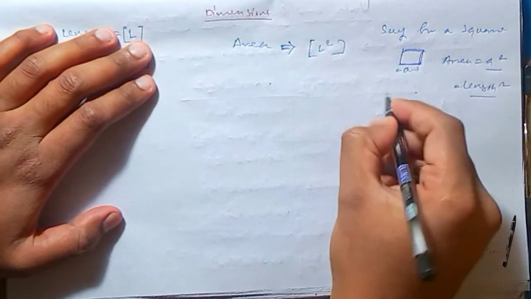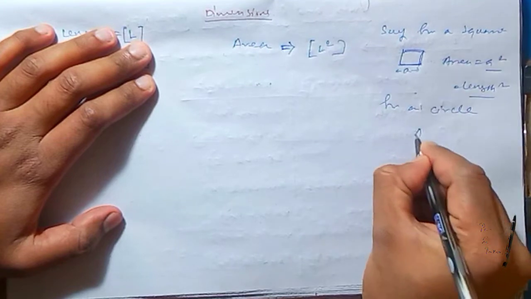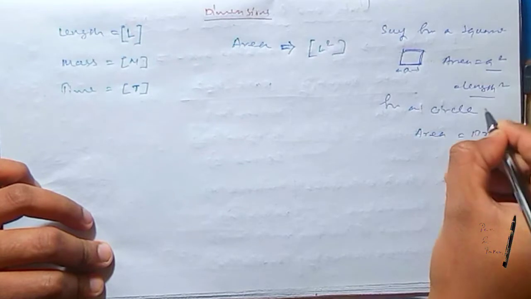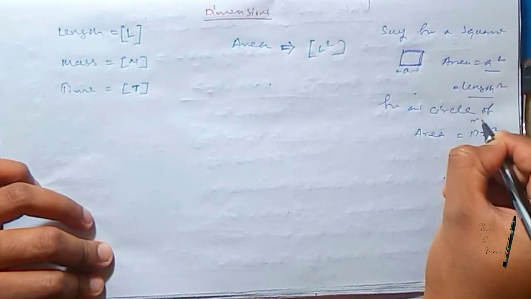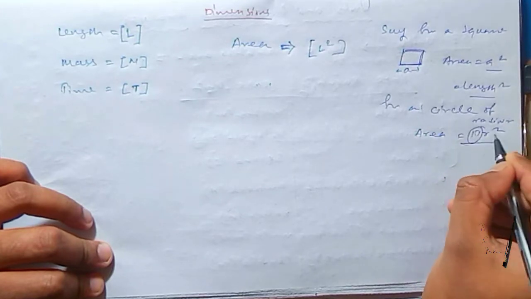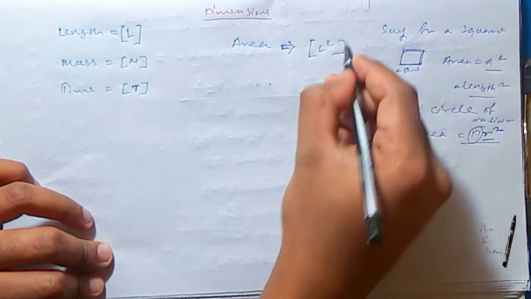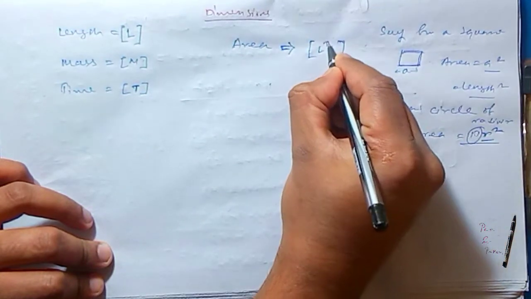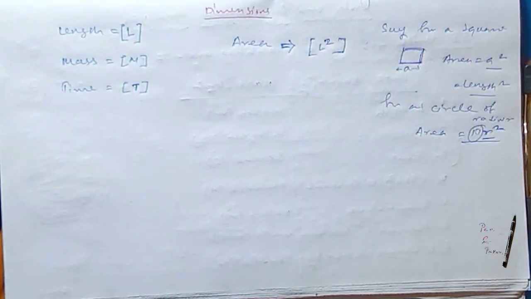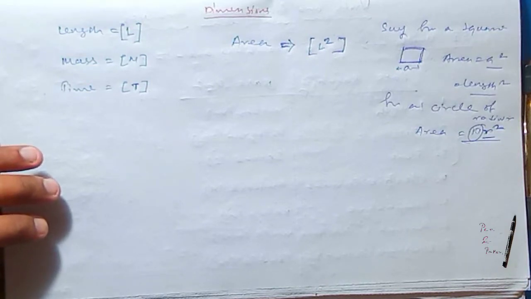For a circle of radius r, area will be pi r squared. Pi is a constant, so in dimension only r squared is taken, which is length squared. So the dimension of area in any case is L squared.